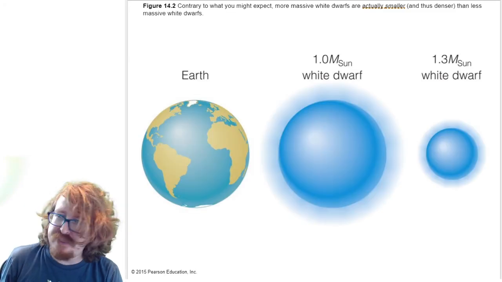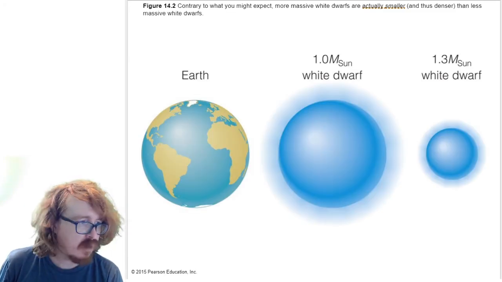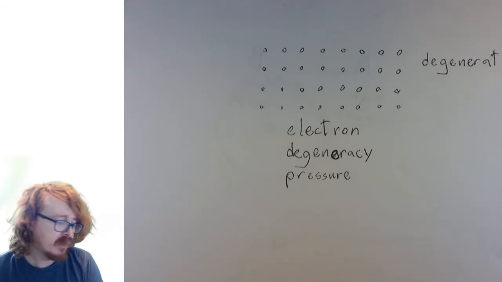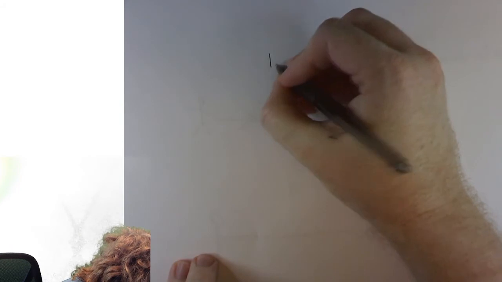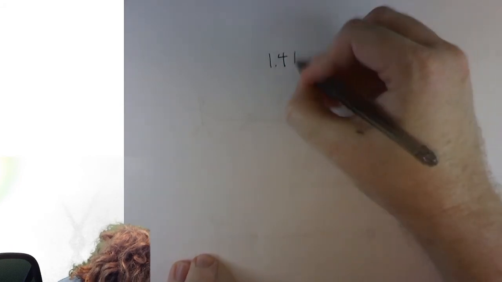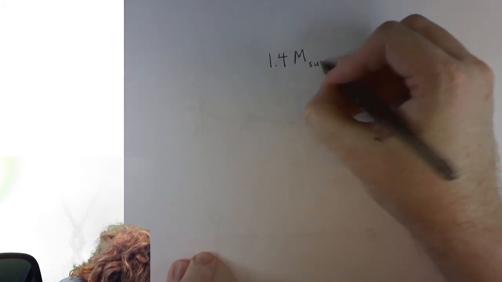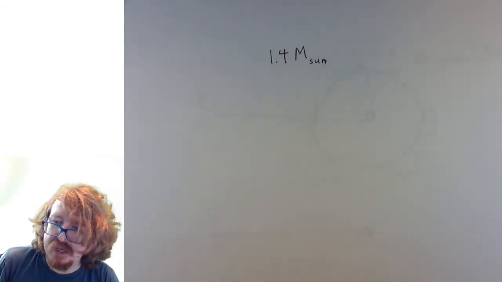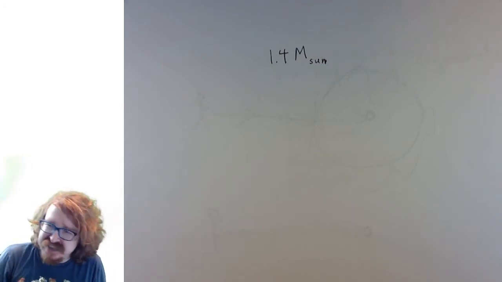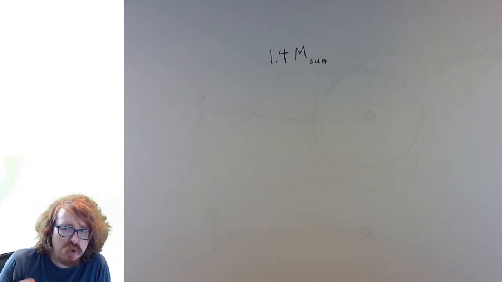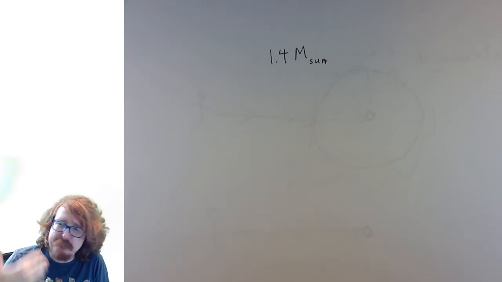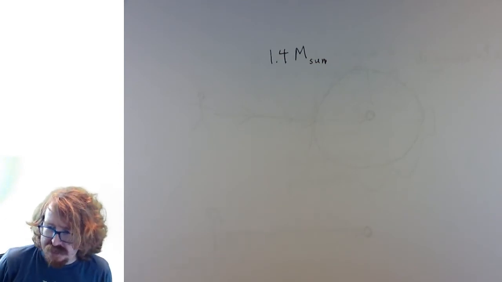Okay, let's talk about that real quick. The maximum mass that a white dwarf can have is 1.4 times the mass of the sun. That is the maximum mass that any white dwarf can have. So, not that much more massive than our sun is right now, okay?